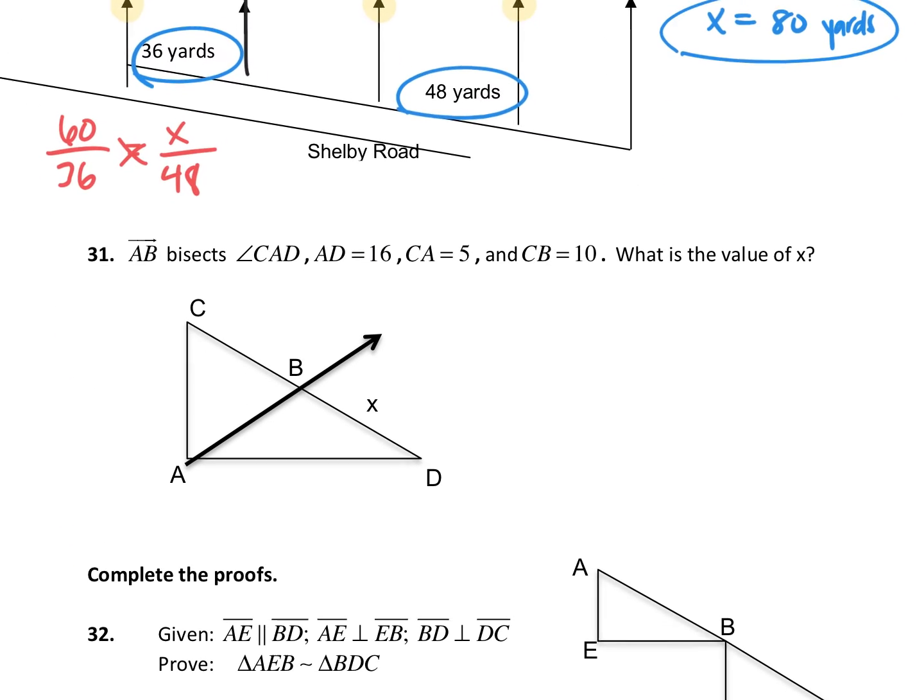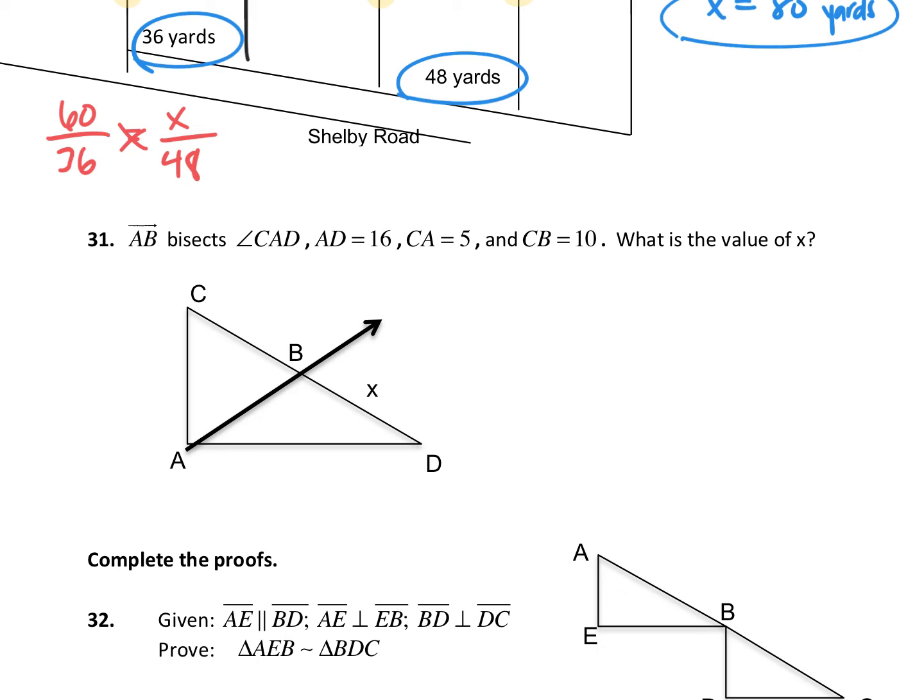All right, number 31. I have that AB bisects angle CAD, so that means that these two angles here are congruent. The length of AD is 16, CA is 5, and CB is 10. What is the value of x? So this is going to be using our angle bisector theorem. When this is being bisected, that means that it's dividing the opposite side into two segments that are proportional.